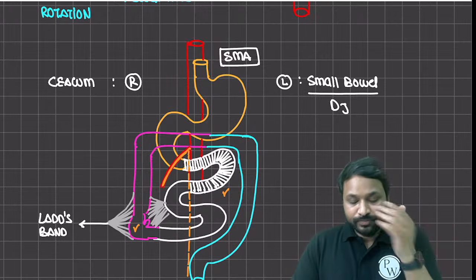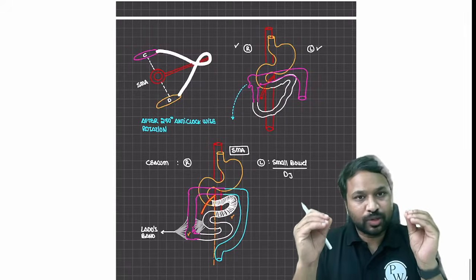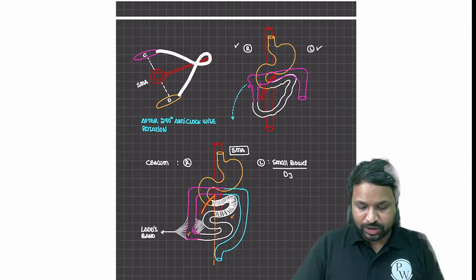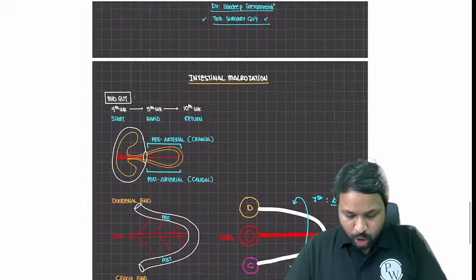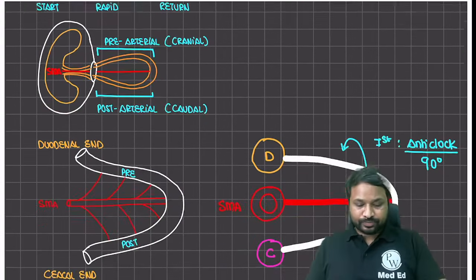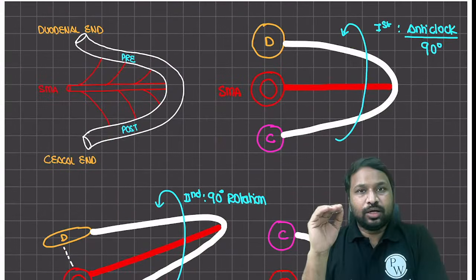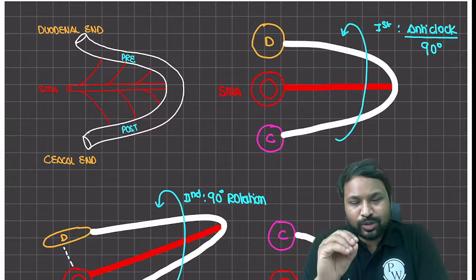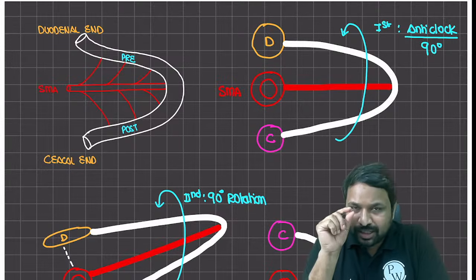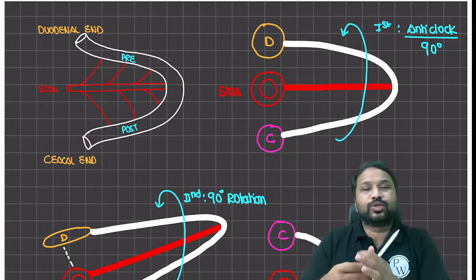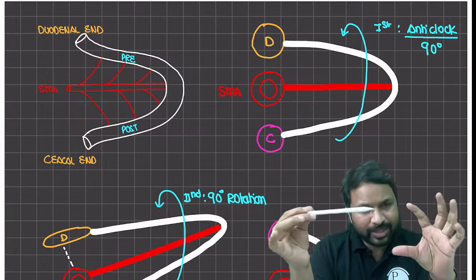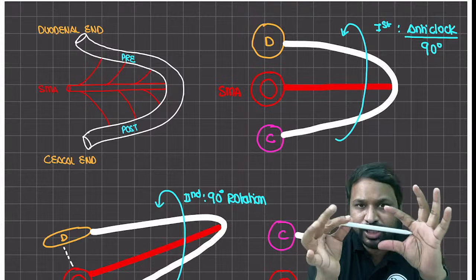ठीक है. So this is with respect to the basic orientation of the rotation. We'll go a quick component about it. So as I told you, to understand rotation, you need to understand that midgut has a point or pivot point through which it is going to rotate. The pivot point is going to be a superior mesenteric artery, which is attaching here.